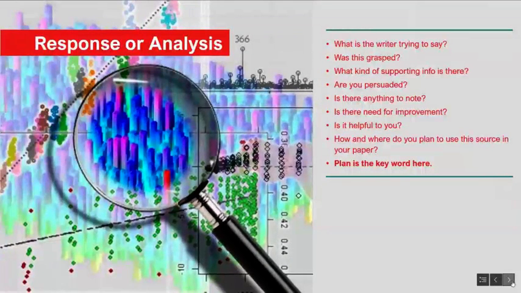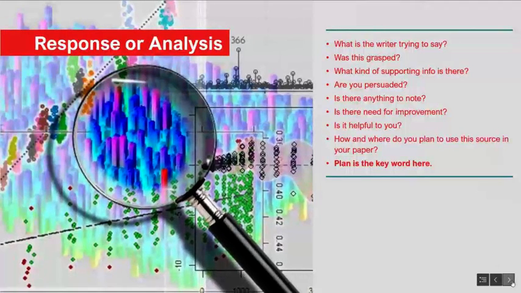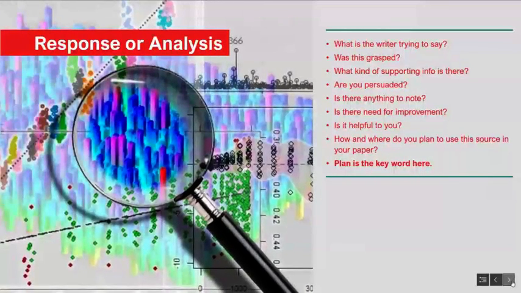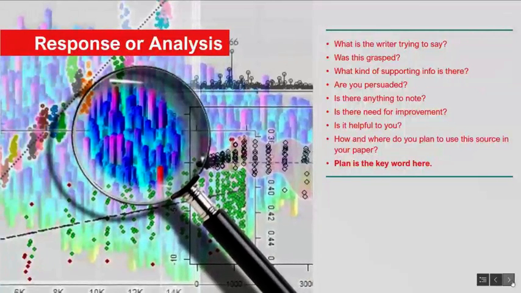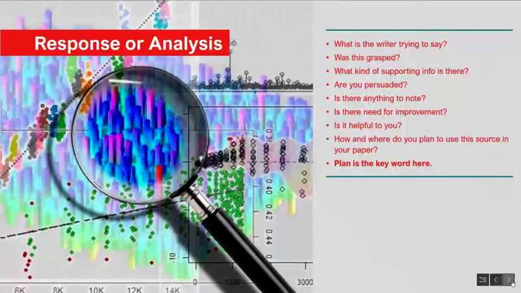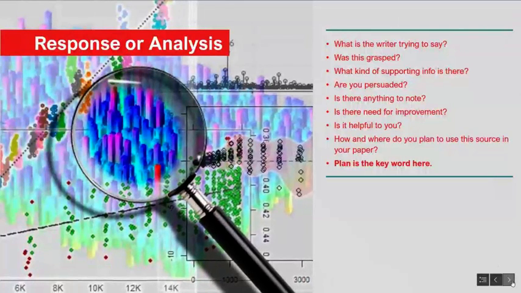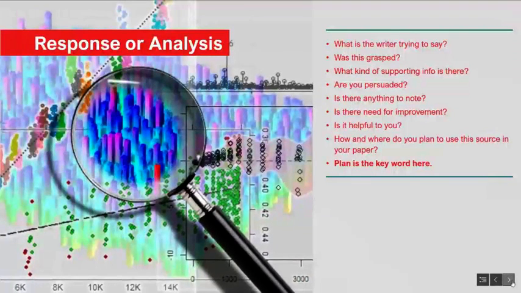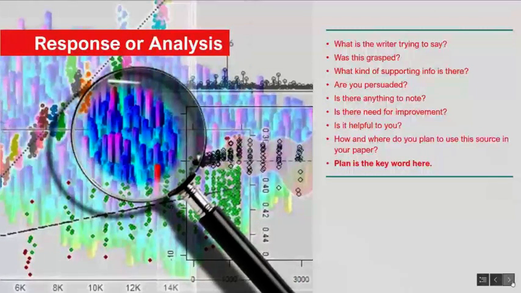Just because you've done all this research, you've done your annotated bibliography, you've done your summary and your response, your analysis, that doesn't mean that you have to use this. This is just a plan. This is your starting off point. So you can change your topic if you find that you're writing and it's just not working, or you're finding that you want to go in a different direction. You can change, because this is just a plan. This is just a beginning.